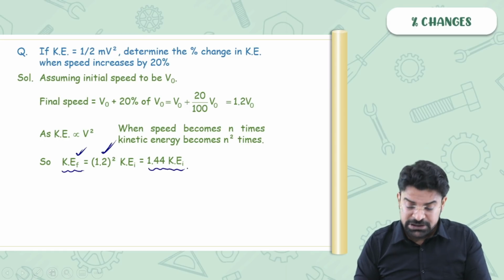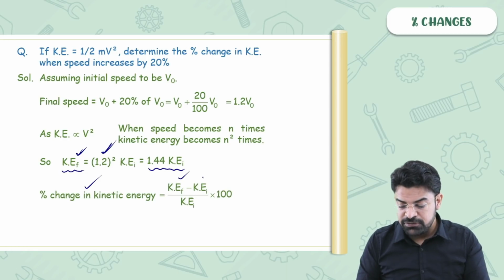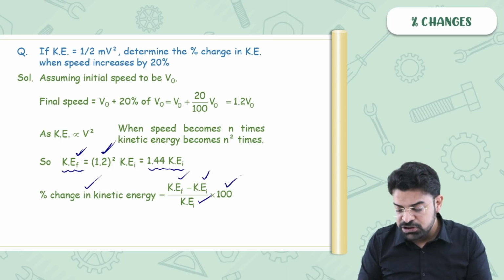What is the percentage change in kinetic energy? You will say the percentage change in kinetic energy equals kinetic energy final minus kinetic energy initial upon kinetic energy initial into 100.